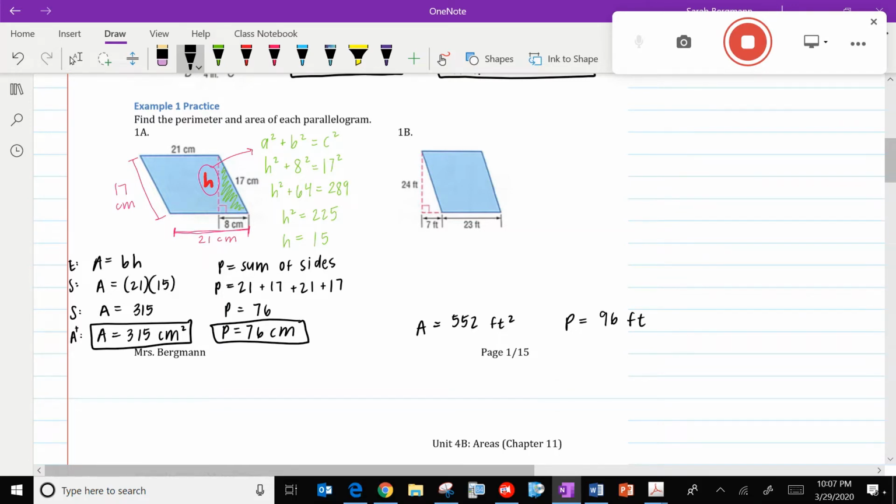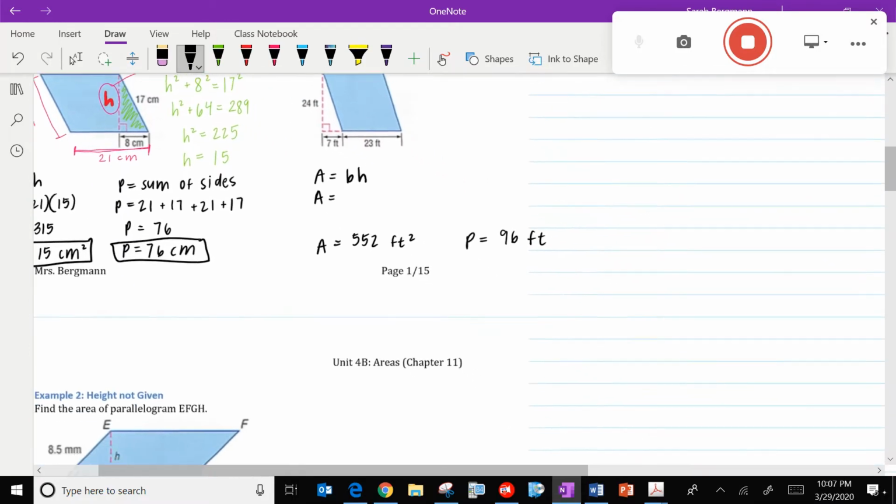Similarly, for this problem, I can do area without any extra work. So the area, again, equation is area equals base times height. When I go to substitute in the base and the height, I see this right angle here. So I know that 24 feet is the height, 23 feet is the base, since those are perpendicular to each other. The base is only 23, since that's the part that's only on the parallelogram. We don't include the 7 in with the base because 7 feet is not part of the parallelogram.